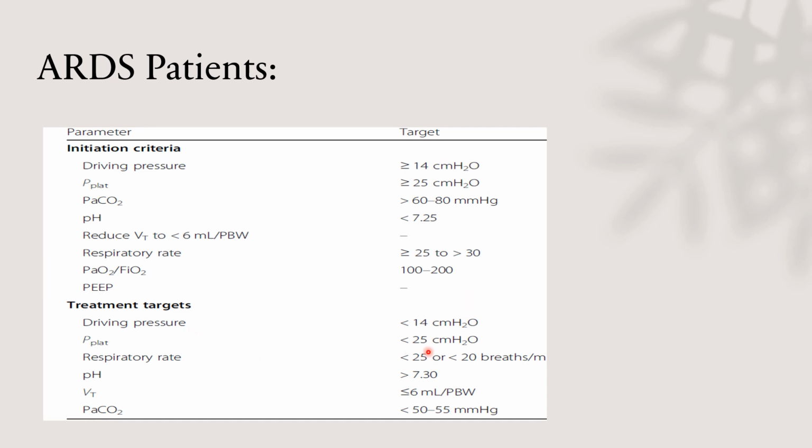Treatment targets: driving pressure should be less than 14, plateau pressure less than 25, respiratory rate less than 25, pH more than 7.3, tidal volume less than 6 ml per kg ideal body weight, and PaCO2 less than 50 to 55 millimeter mercury.